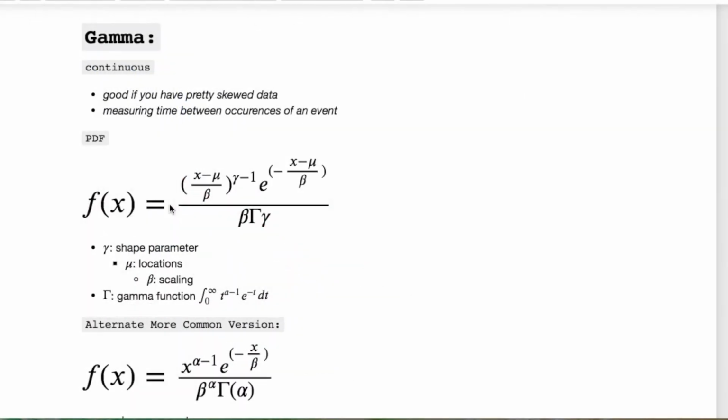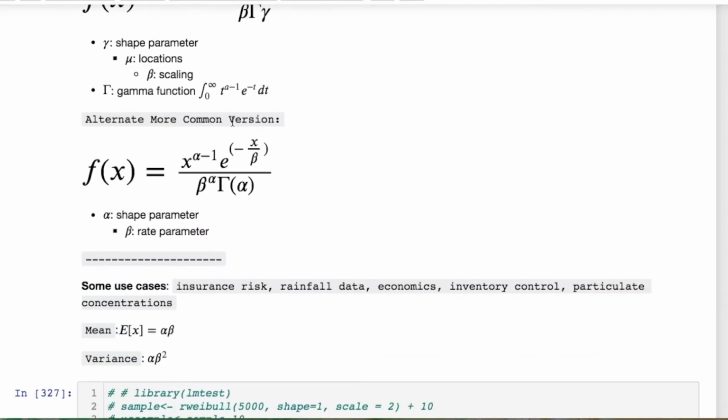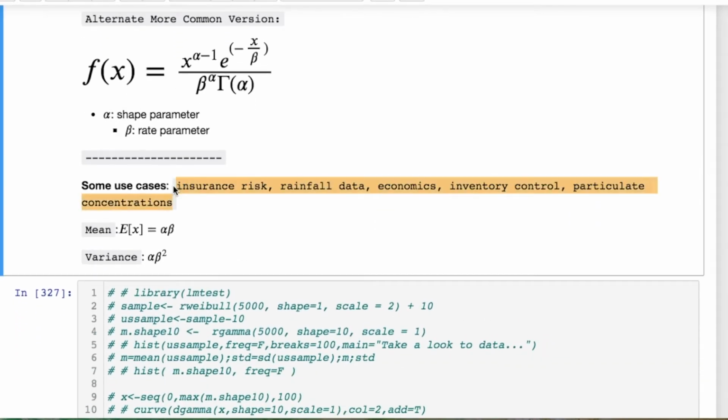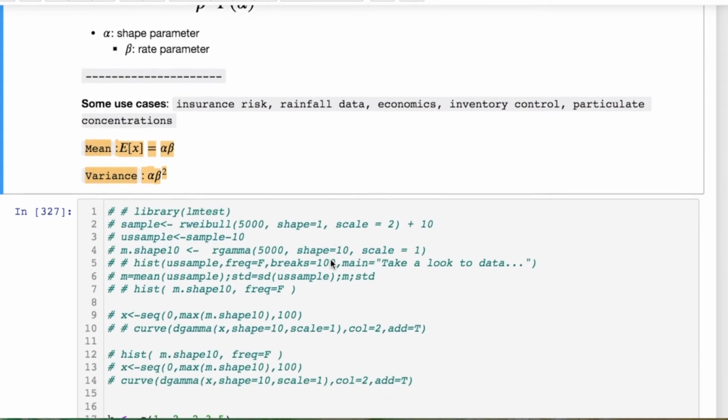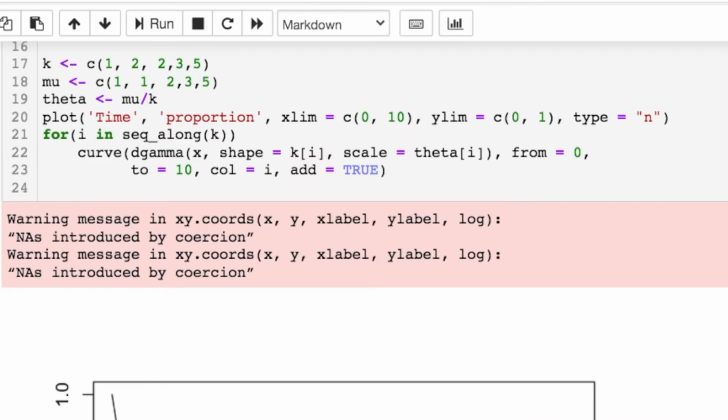Okay, now we're going to deal with the gamma distribution. You have continuous data. You have an alpha, which is your shape, and your beta, which is your rate parameter. And let's look at some of the uses, okay? We're going to deal with this one right here since it's an alternative and it's more readily used. There's some use cases that you could think of, and here's the mean and variance for these. Let's get into the graph to figure out what's going on. Here's the code for that, if you're curious.